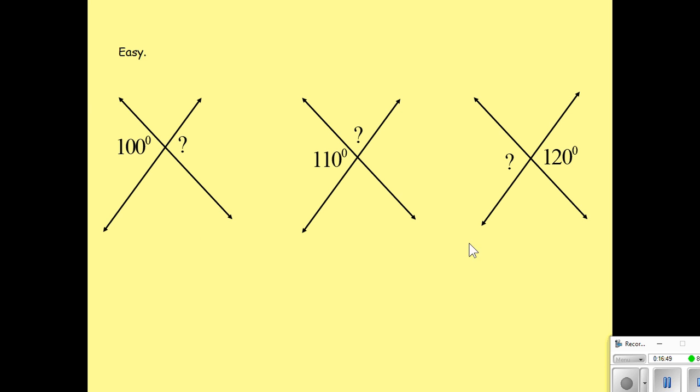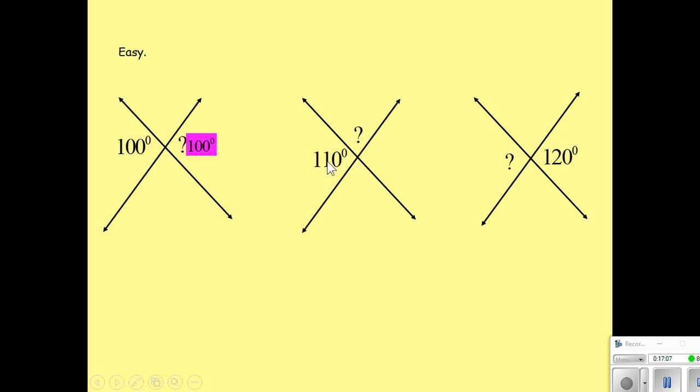So in all these problems, the first thing you have to do is look at the picture and decide which one you're looking at. In the first picture, we have these two angles. You have to decide right away, are they supposed to be equal or add to 180? In this case, they're across from each other, so the missing angle is going to be 100. These two are going to have the same measure. They're across from each other.